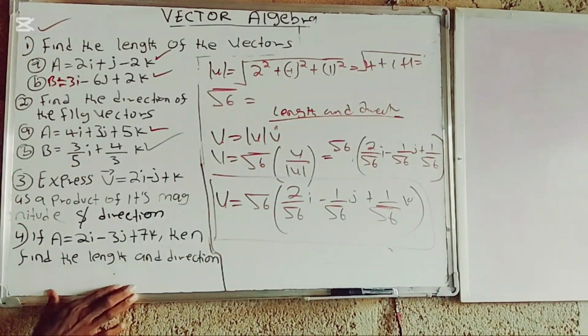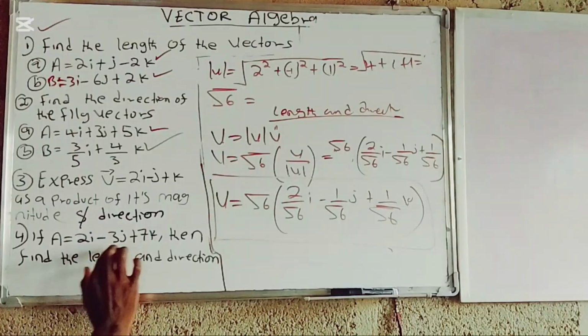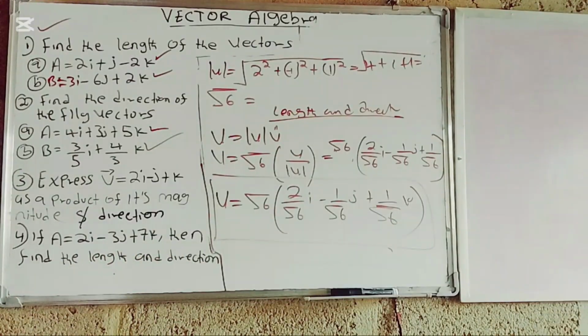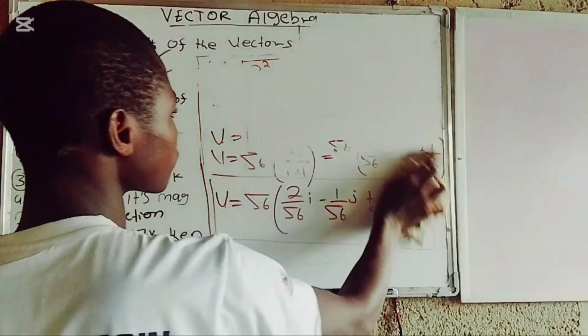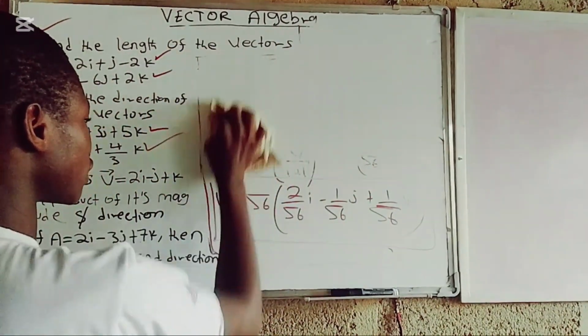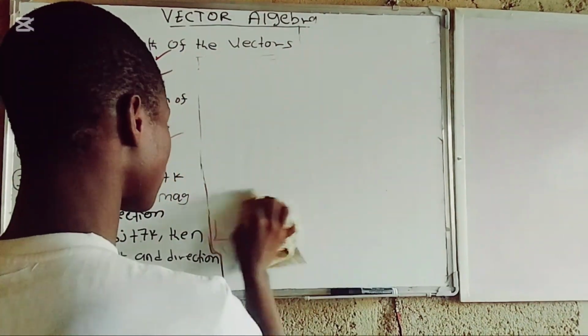So the last but not the least says that if A is the same thing as this, then find the length and direction. So we have to find the length and direction of this. Last question.